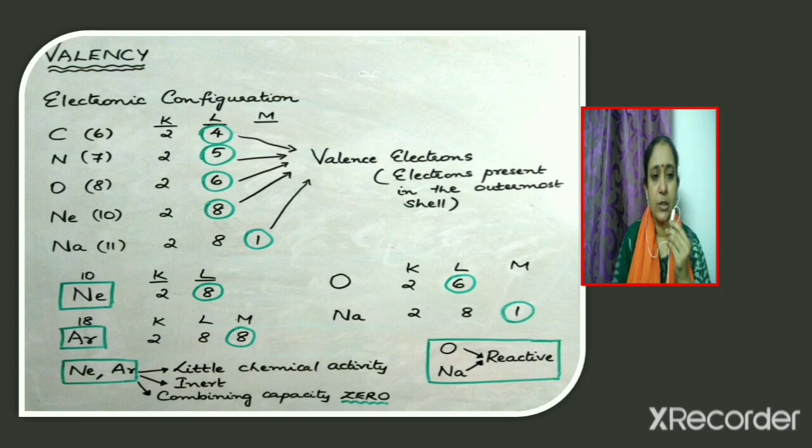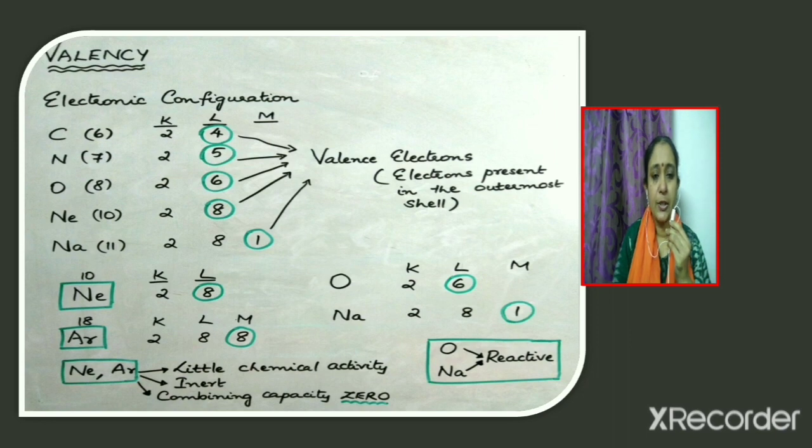Now what are those electrons known as? The electrons present in the outermost shell are known as the valence electrons. So in the case of carbon, number of valence electrons is equal to 4. And how many valence electrons are present in nitrogen? It is equal to 5. Number of valence electrons present in oxygen is equal to 6. Whereas in neon, the number of valence electrons present is equal to 8. Sodium has 1 valence electron.